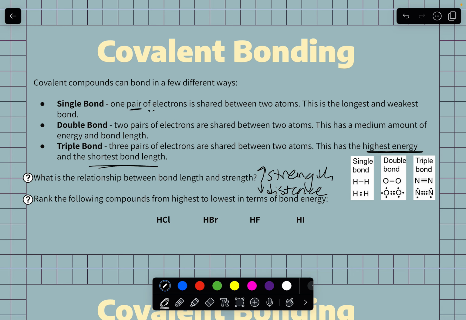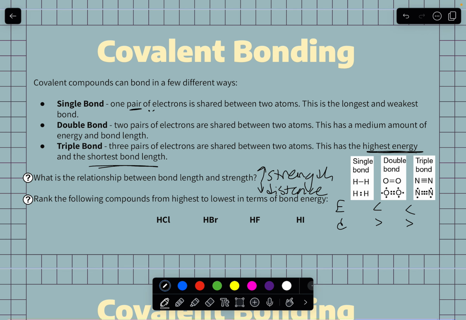Okay, so our triple bond is going to have the highest energy, but the length is going to be the opposite. I'll put a D for distance. So single bond is going to be the biggest with the weakest energy. Triple bond is the smallest with the most energy.